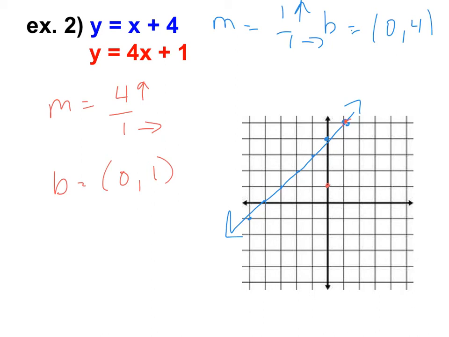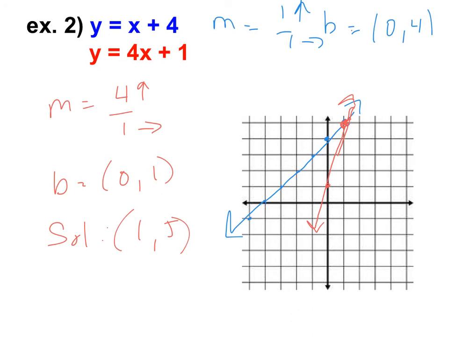Oh, bingo, got it right away. So I don't need to do any more than this, because I have the point where they intersect, which is my solution, and that solution is 1, 5.